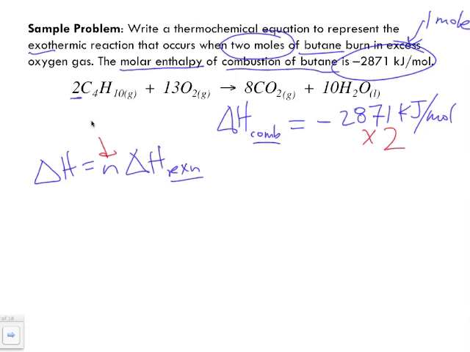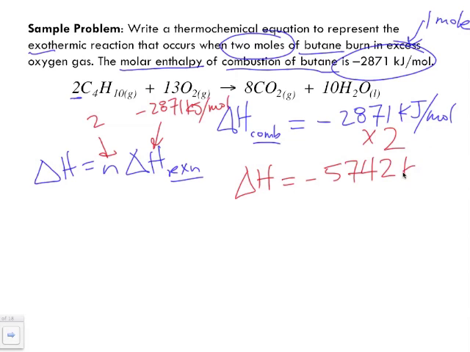Or in other words, we're going to substitute our n value here by 2 and this delta H of the reaction by negative 2,871 kilojoules per mole. And we're going to get our delta H of the following two being minus 5,742 kilojoules. Now, that's not it, right?